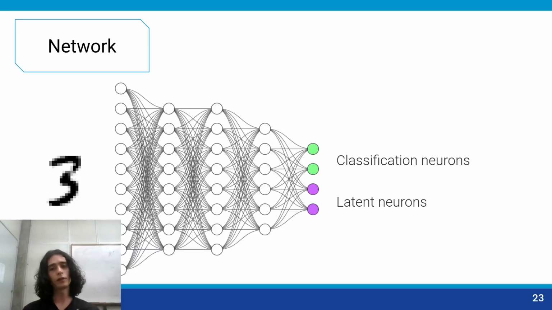For the classification, besides needing the latent layer in order to reconstruct the image, we also need a classification layer to classify these digits. So we have classification neurons and latent neurons. For MNIST here we chose one-hot encoding, so we have 10 classification neurons and an arbitrary number of latent neurons.